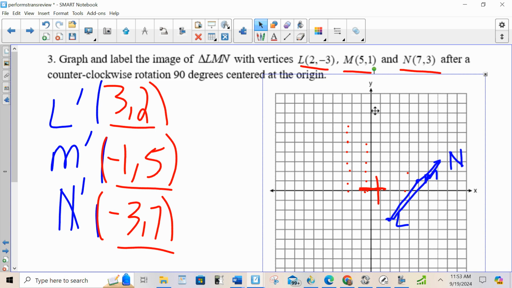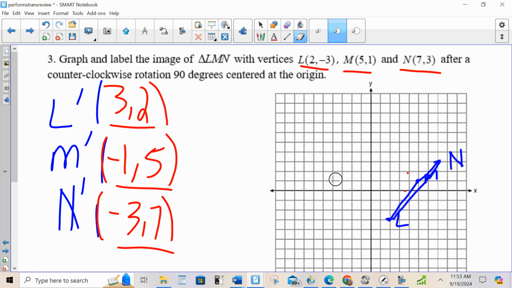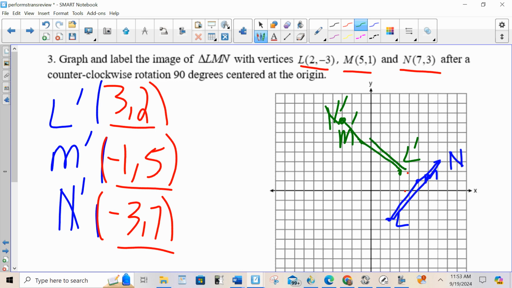So now I can just get rid of this. I'm going to plot the new points. I've got L prime is 3, 2. I've got M prime is negative 1, 5. N prime is negative 3, 7. And I know it's kind of a weird shape, but whatever. All right. To do a rotation, I turn the paper.